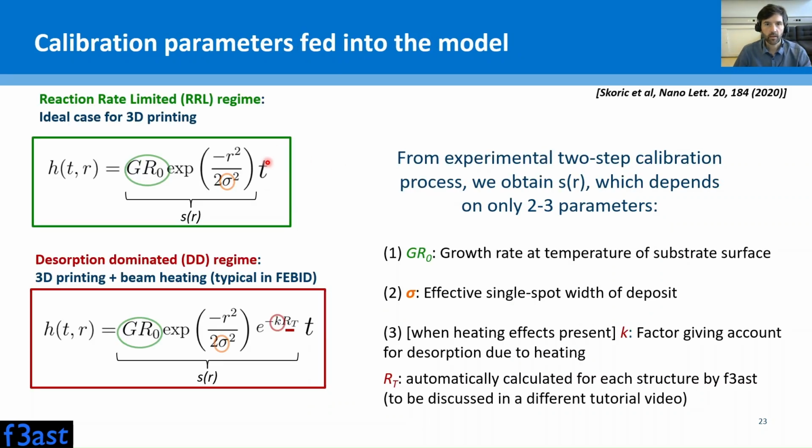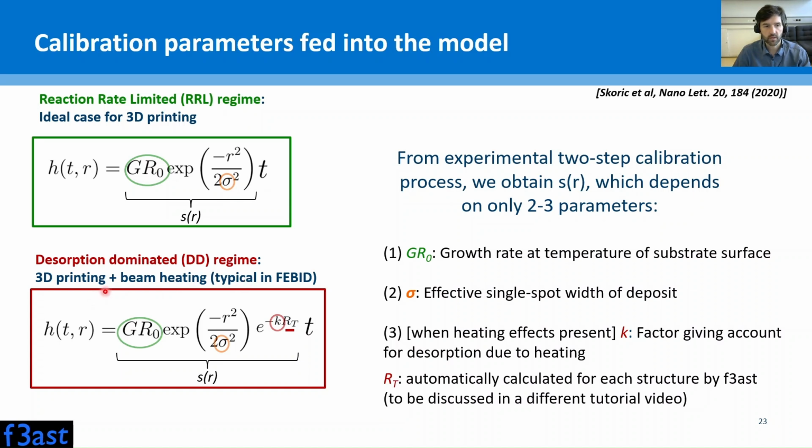So in summary, these are the two expressions that I will have for the height as a function of time and its dependence on the coordinates in space. If I am in the reaction rate limited regime, which is the ideal case for 3D printing, the height will be equal to the growth rate, which will be constant, times this Gaussian, taking into account sigma, and always proportional to the time.